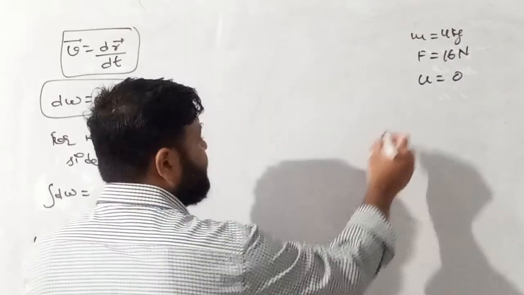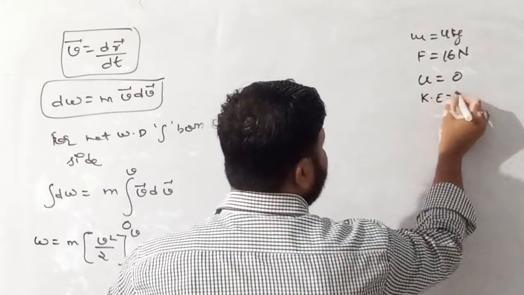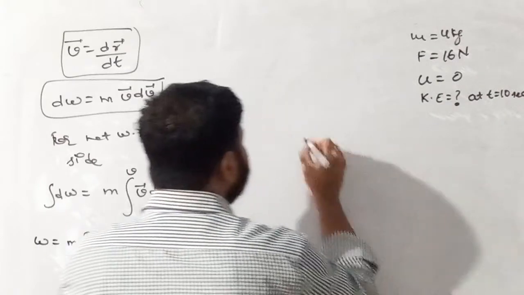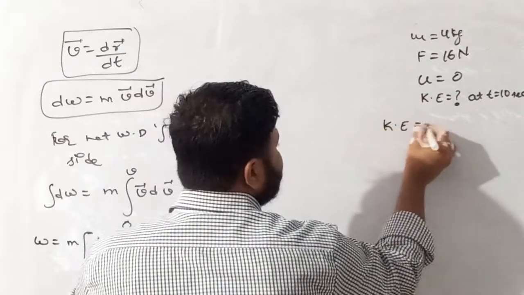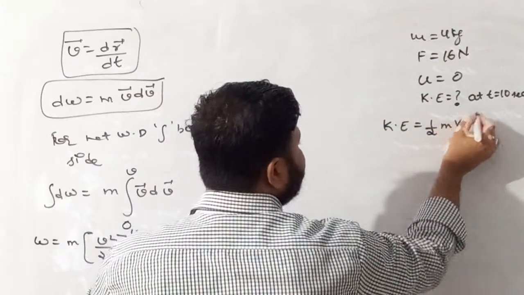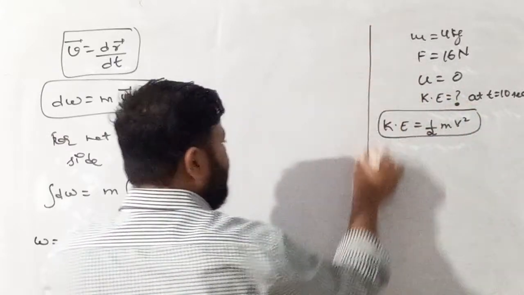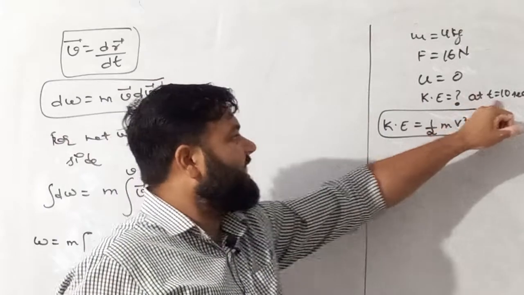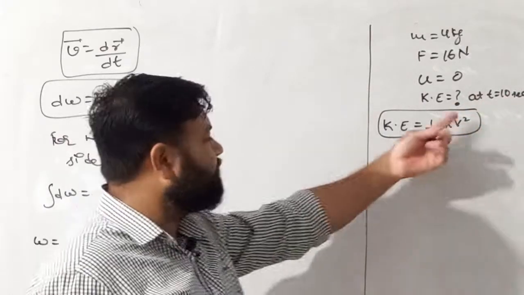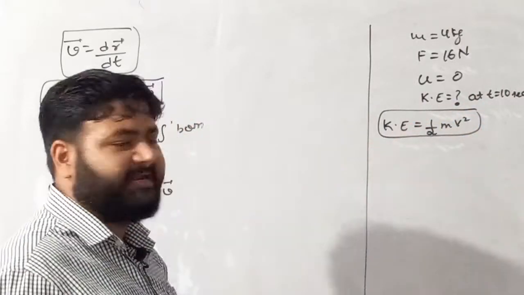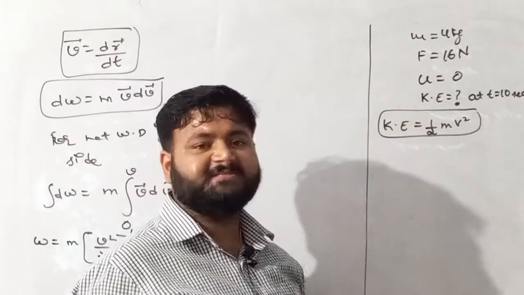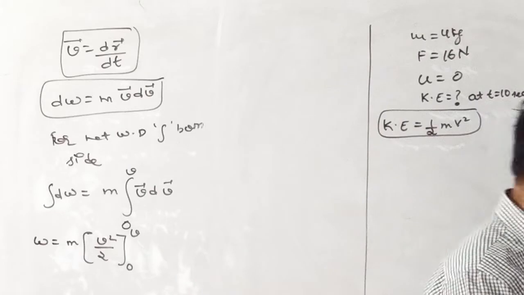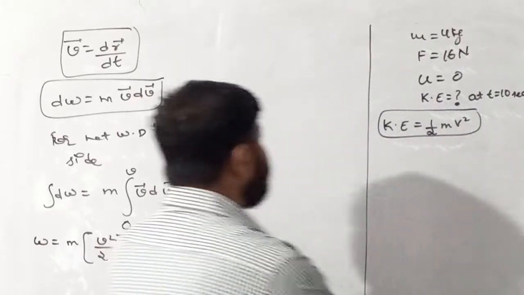See, my dear student, they are asking what is the value of kinetic energy at t equals 10 seconds. Kinetic energy depends on velocity, and the formula of kinetic energy is half mv square. First of all, we have to find the value of velocity at t equals 10 seconds. Then we'll put it in the equation and get kinetic energy. Initial velocity is 0, force is given, but acceleration is not given.